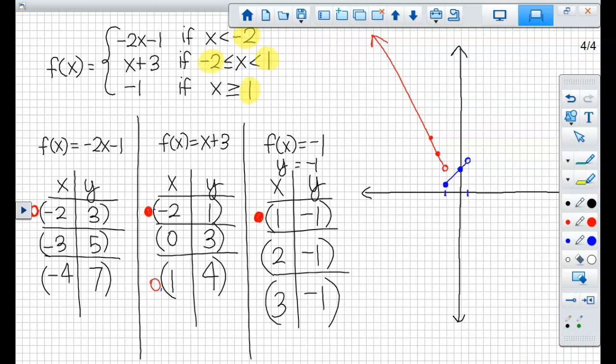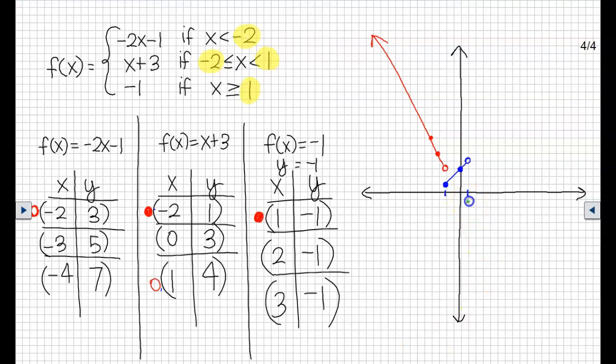All right, so let's get this last one. (1, -1), (2, -1), (3, -1). And again here, notice this says that this is for x is greater than 1, so starting at 1 and then going this way forever. So this will have an arrow. So there's your piecewise function.